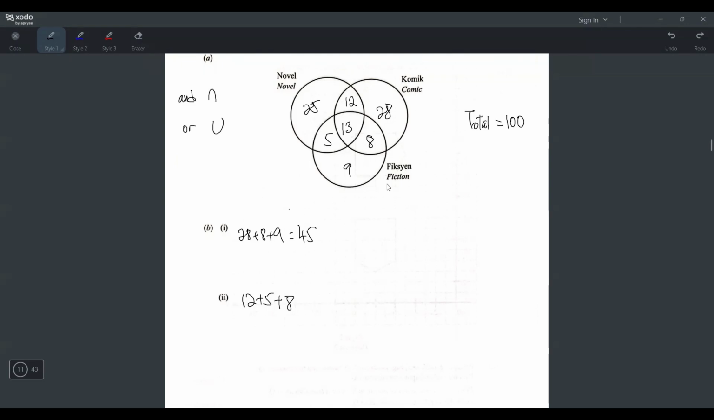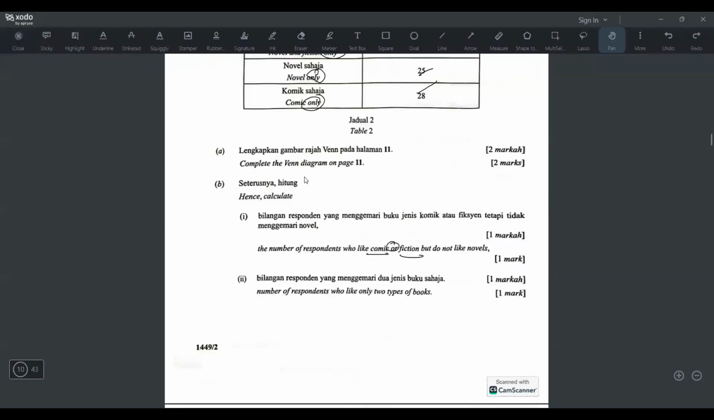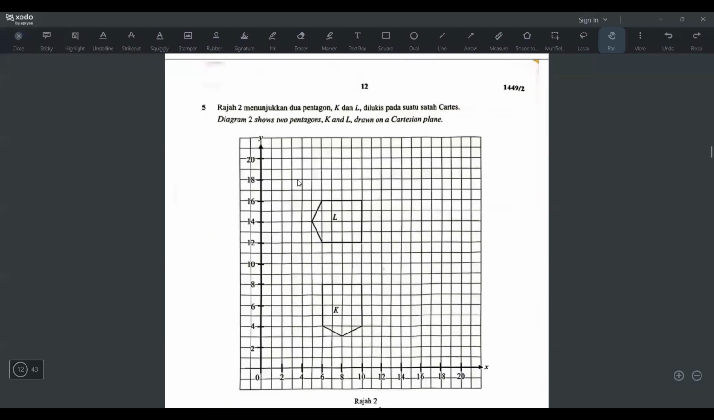Then it's different. It's a different story. And what about the 8? Fiction and comic only, right? So the 13 we don't take, because 13 includes those who like all 3. They only want 2 books. So this is the answer. So 5 plus 8, 13 plus 12, 25. Right? Okay, I think that's all. Hopefully you understand my explanation.